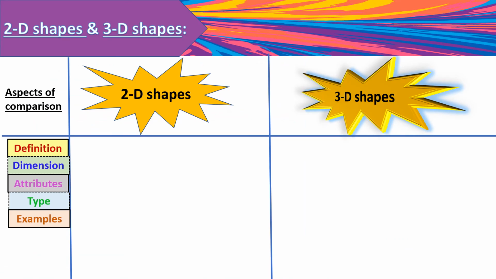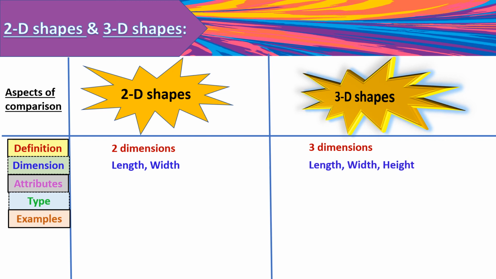In this slide we have a comparison between 2D shapes and 3D shapes. It's like a summary for our chapter. 2D shapes are 2-dimension shapes, and 3D shapes are 3-dimension shapes. What are the dimensions in 2D shapes? Length and width. And dimensions in 3D shapes? Length, width, and height. Attributes: sides and vertices in 2D, and in 3D shapes, faces, edges, and vertices.